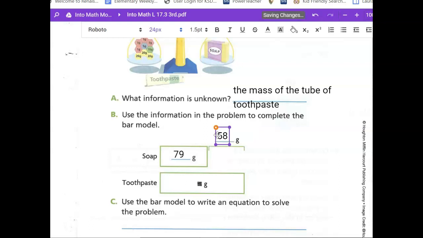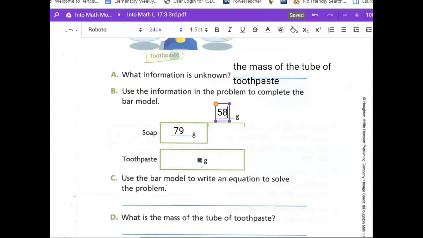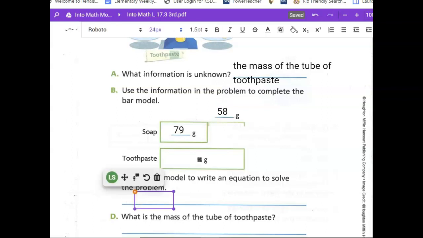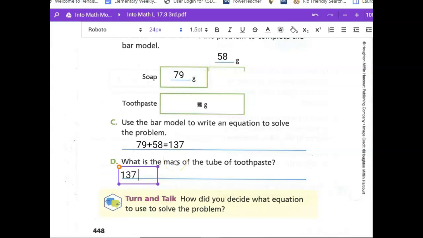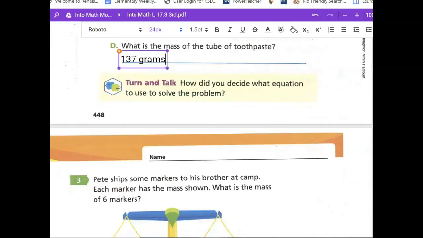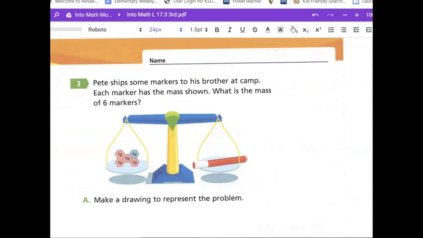Okay, so use the bar model to write an equation to solve. So we're going to have the weight of the soap plus the 58 grams, and that is going to equal 137. So the toothpaste tube weighs 137 grams. Okay, go ahead and flip to your next page.